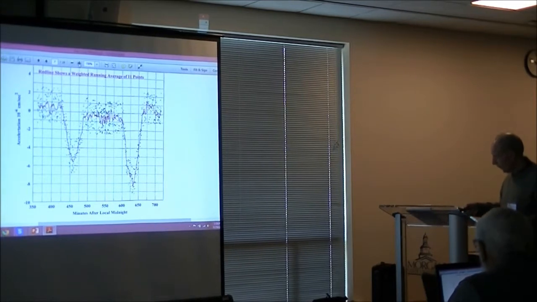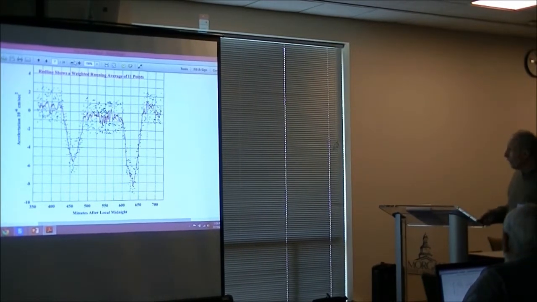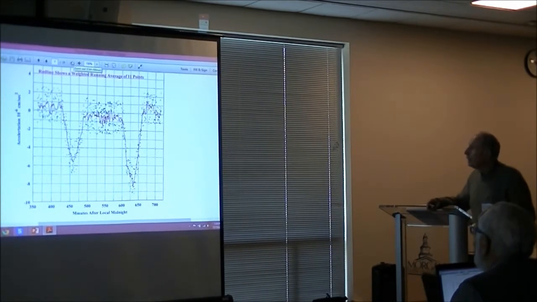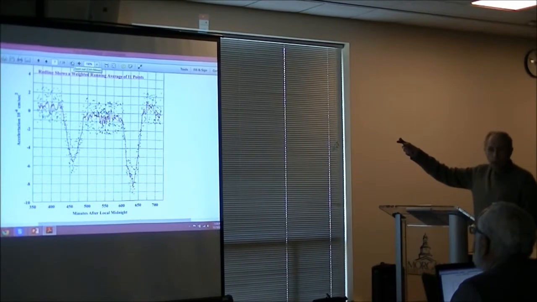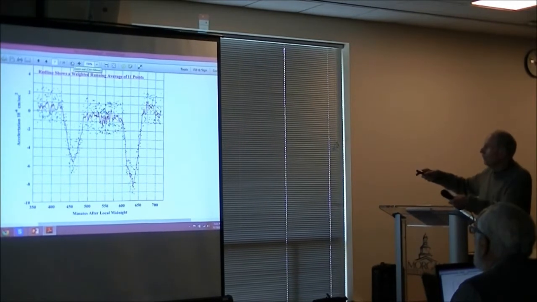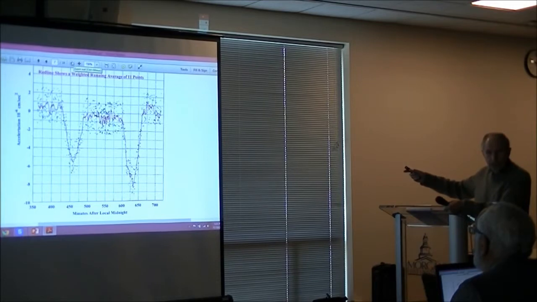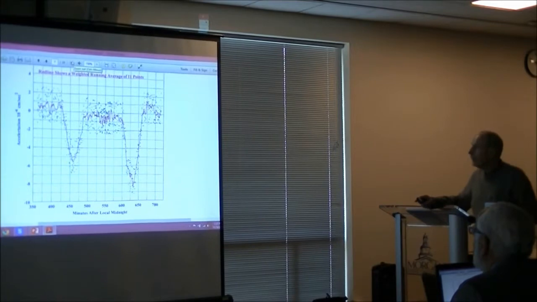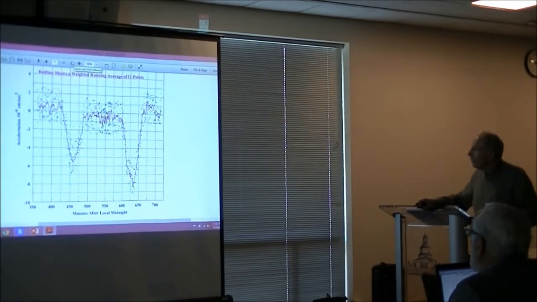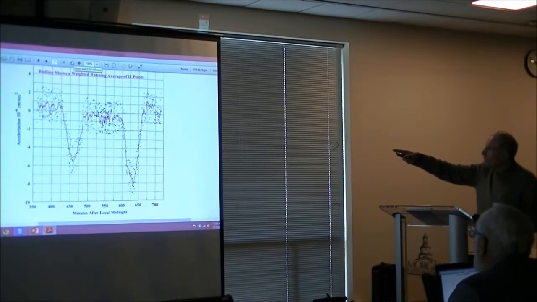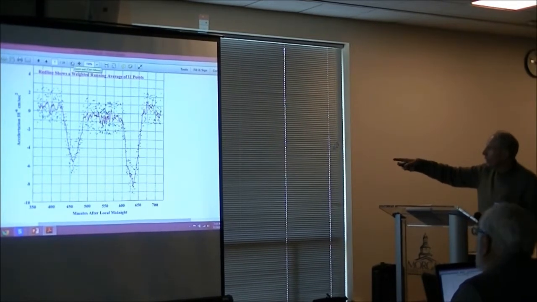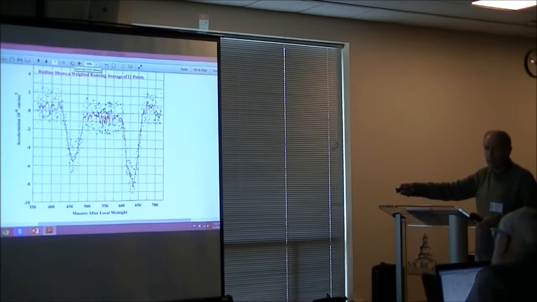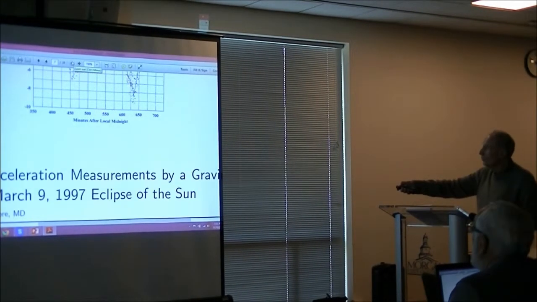Let's see what we can say about these anomalies. There are 3 things happening here, and you have to remember that. First, the moon's shadow is moving from left to right in this diagram at 50 kilometers per minute. Second, the gravimeter, which is recording this data, is located about here, right in the middle of this group of things.